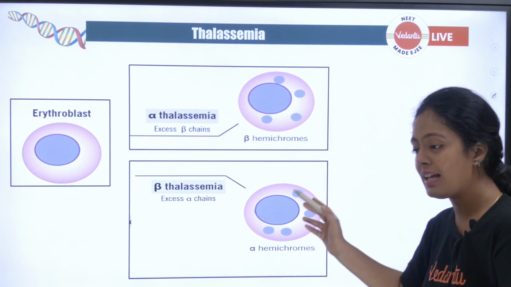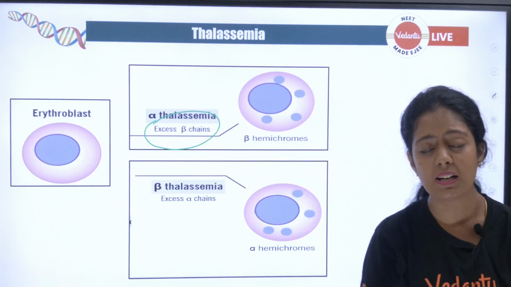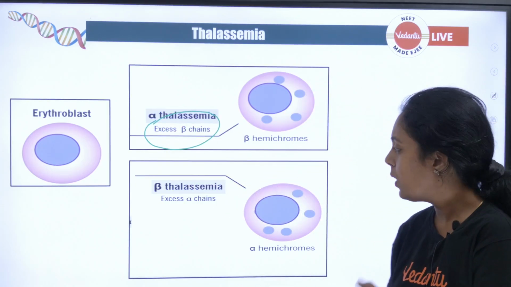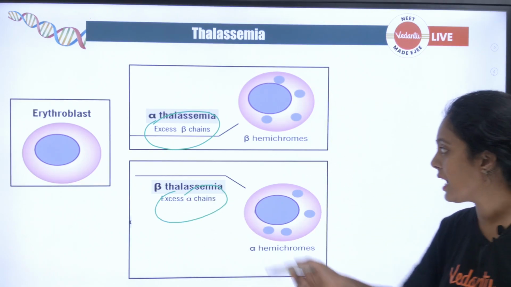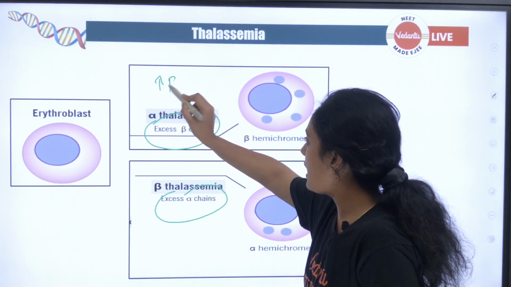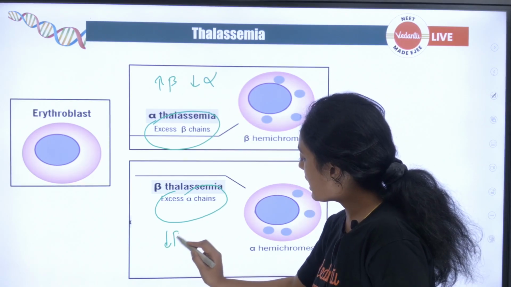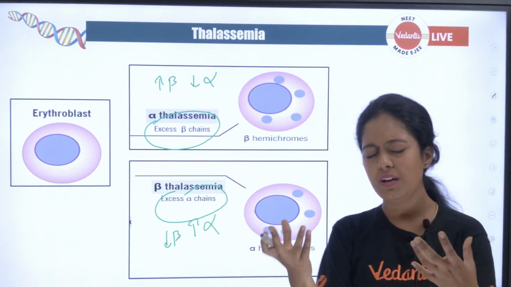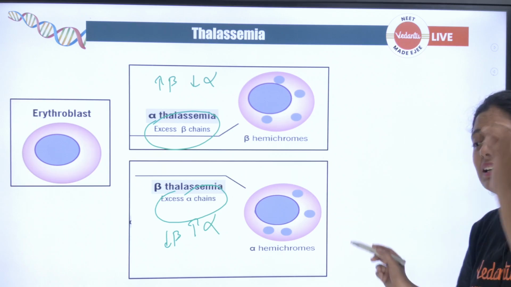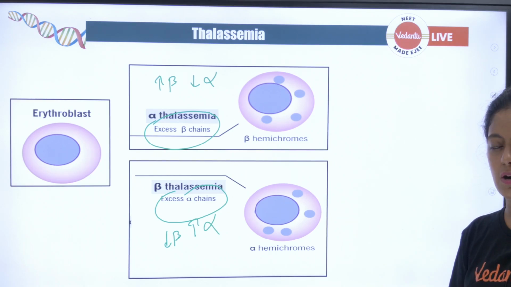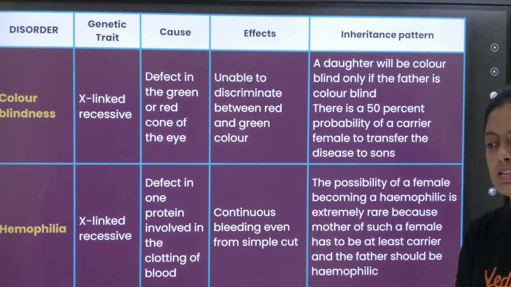So this is your alpha thalassemia, where there is excess beta chain. Alpha chain will be less, beta chain will be more. In beta thalassemia, alpha chain will be more, beta chain will be less. Okay, more beta, less alpha here, and less beta, more alpha there. Actually hemoglobin can be formed only if alpha and beta are of the same amount. So here there is a decrease in the quantity of beta globin gene or alpha globin gene, and depending on that, we call it thalassemia.